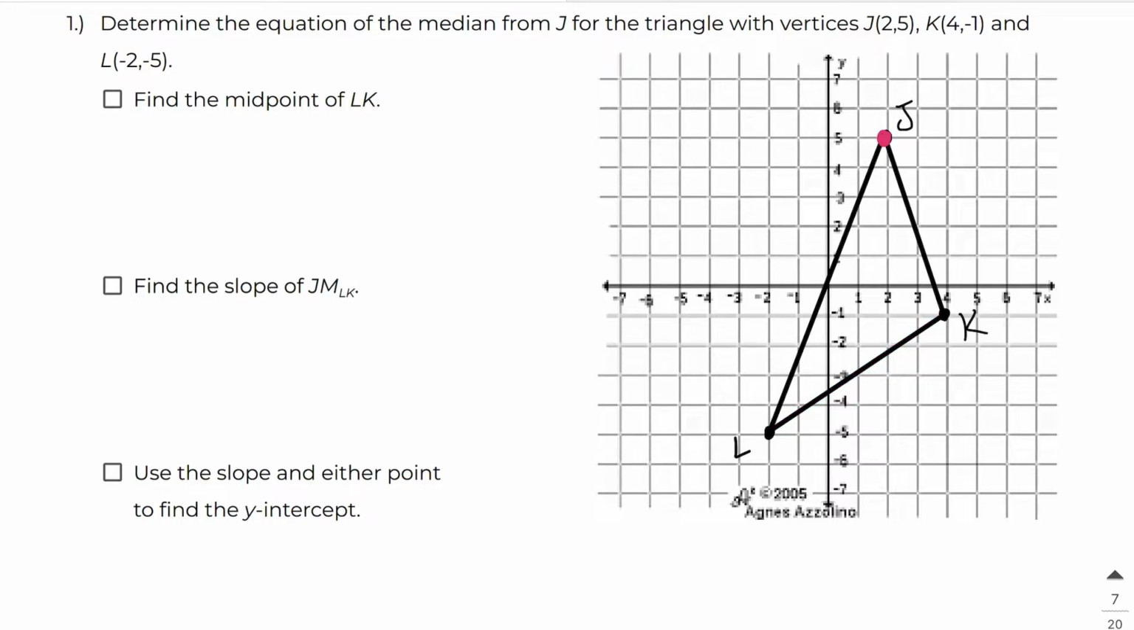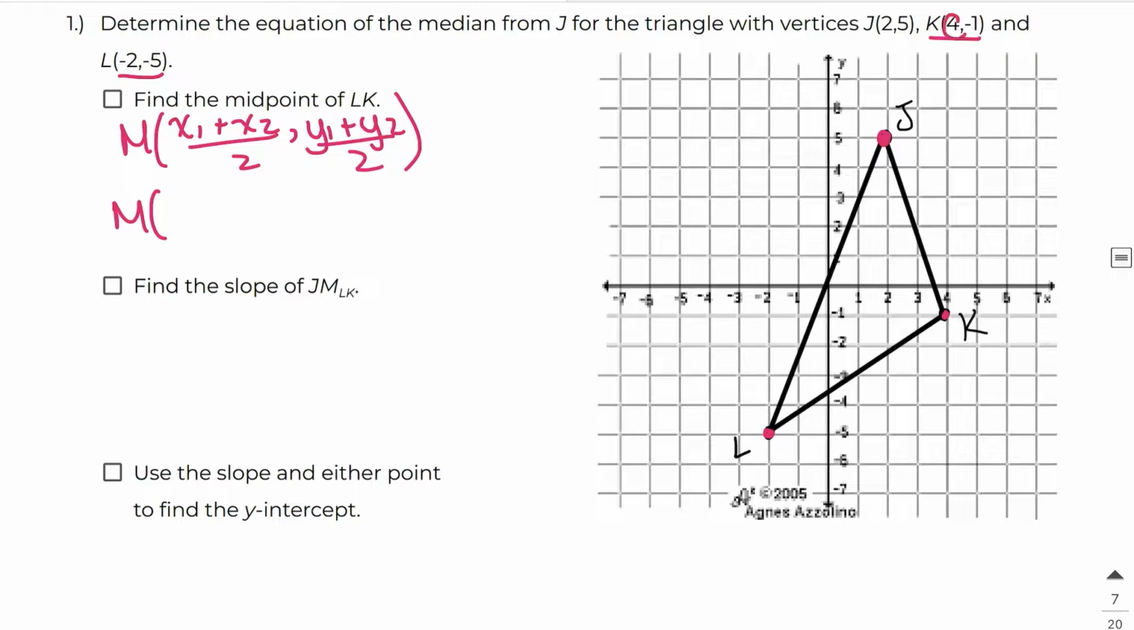So the first thing I need to do is find the midpoint of LK. To find the midpoint, we know the formula is (x1 plus x2) over 2, and then (y1 plus y2) over 2. I'm going to use these two points to figure out this midpoint. I'm going to add x1, which is this 4 right here, and x2, which is this negative 2 here. So I would do 4 plus negative 2, all over 2.